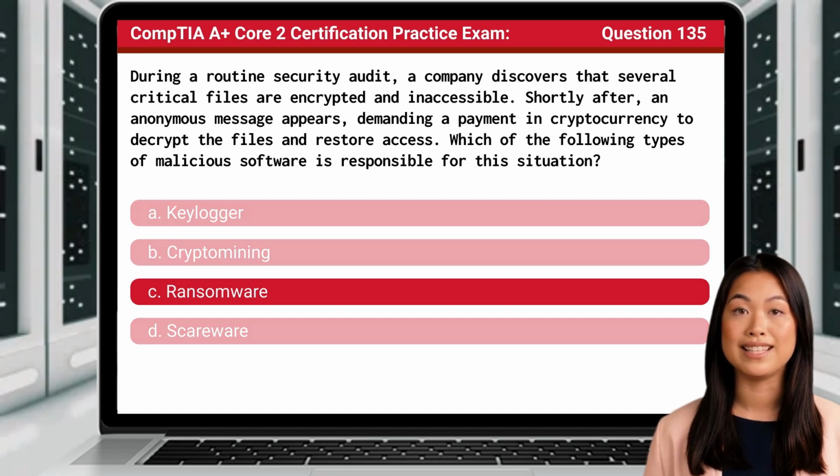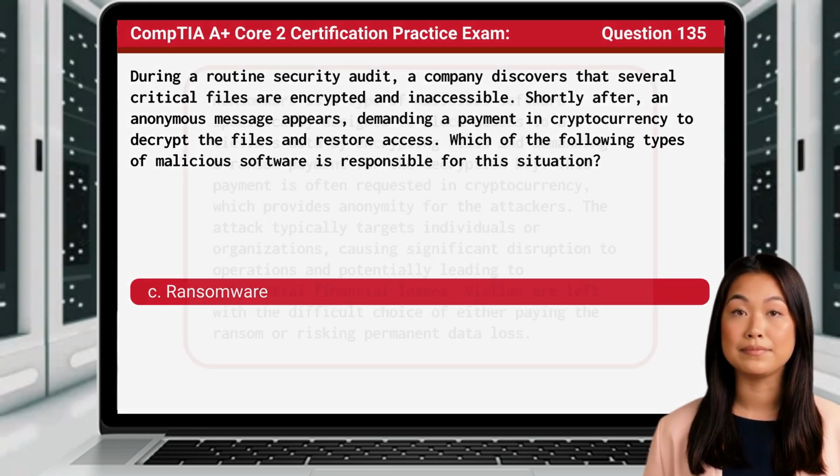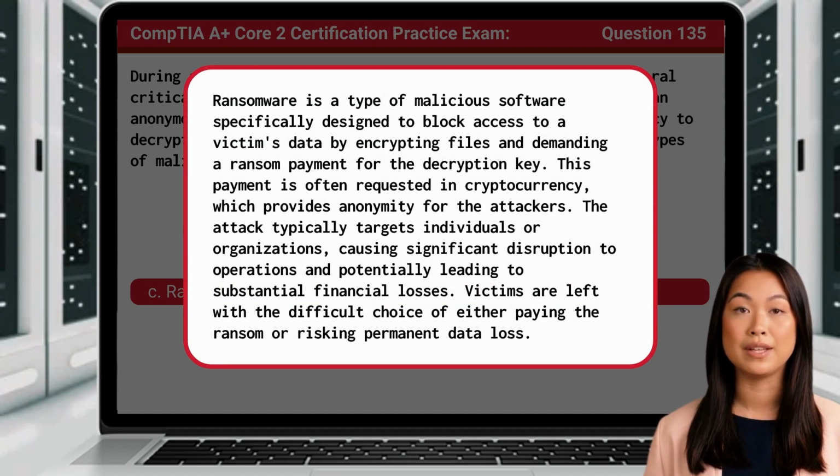The answer is C. Ransomware. Ransomware is a type of malicious software specifically designed to block access to a victim's data by encrypting files and demanding a ransom payment for the decryption key. This payment is often requested in cryptocurrency, which provides anonymity for the attackers. The attack typically targets individuals or organizations, causing significant disruption to operations and potentially leading to substantial financial losses. Victims are left with the difficult choice of either paying the ransom or risking permanent data loss.